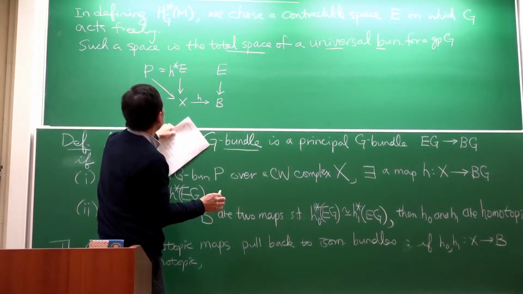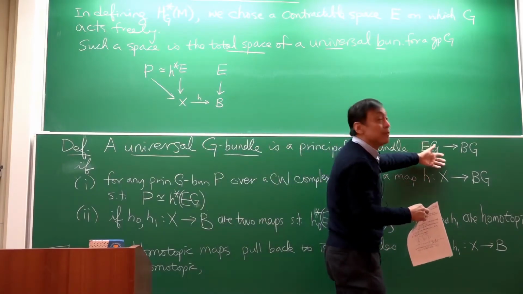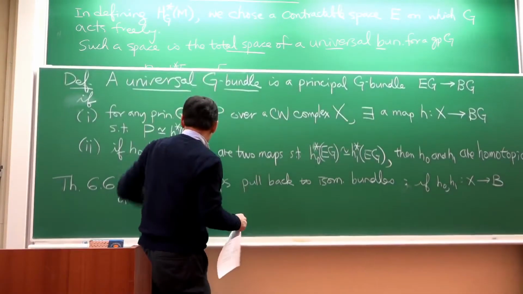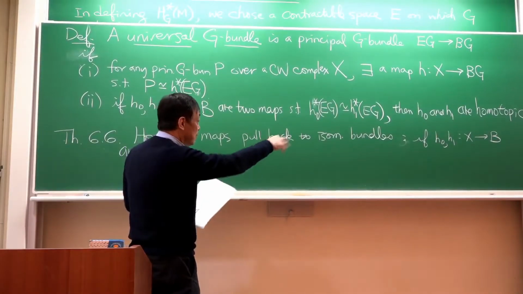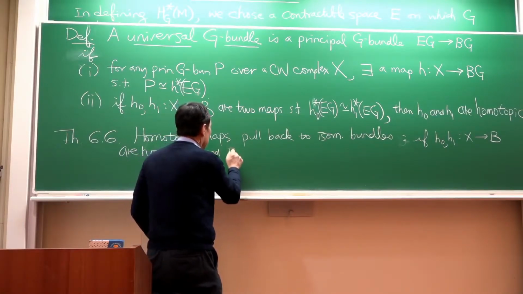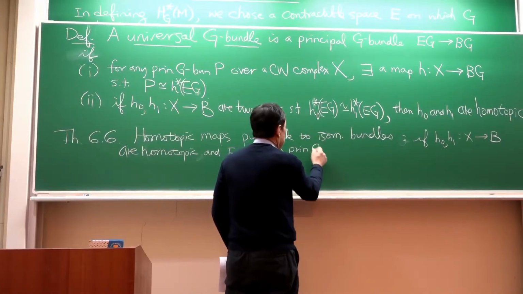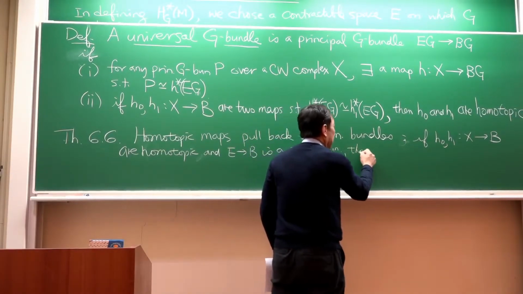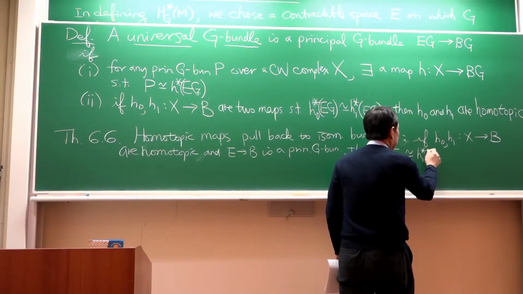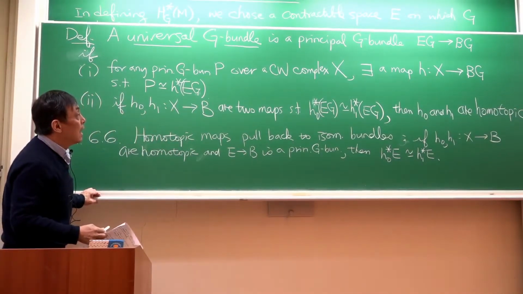Every principal G bundle over X is a pullback of the universal bundle, by a map from X. And then there's a second property: if you have two maps into B, and E over B is a principal G bundle, then the pullbacks are isomorphic. Okay, so that's a theorem from homotopy theory that I prove in the book.